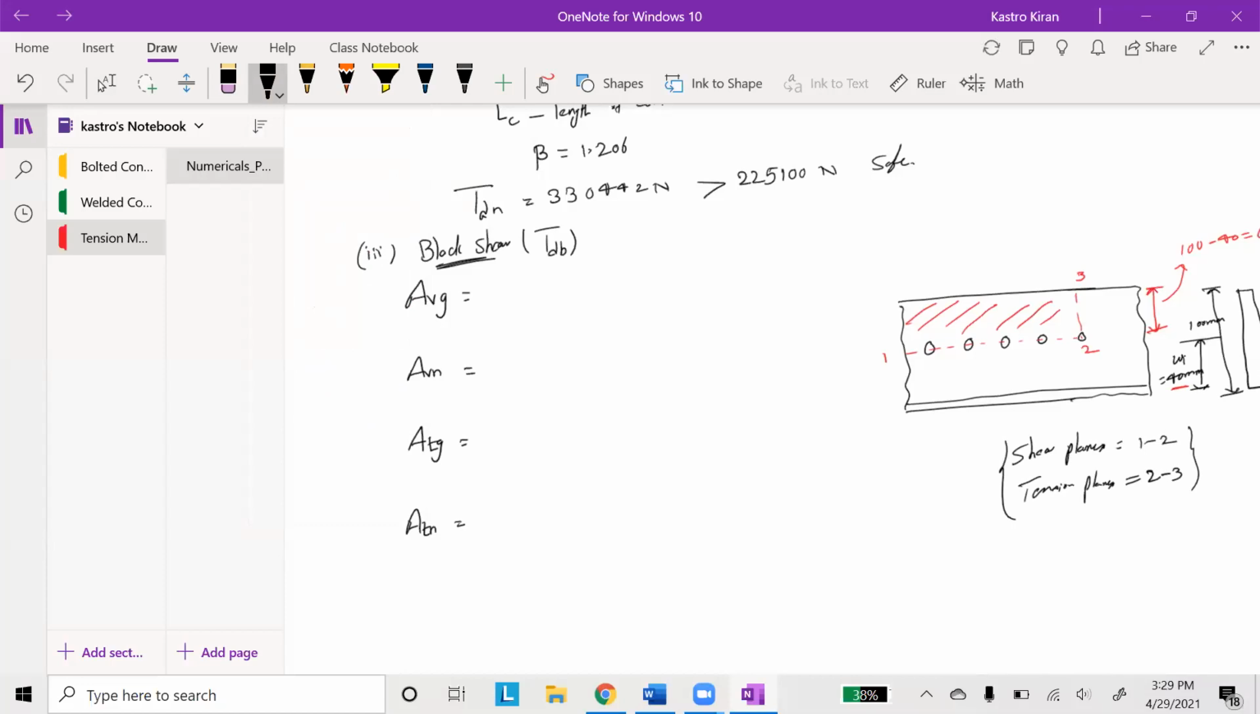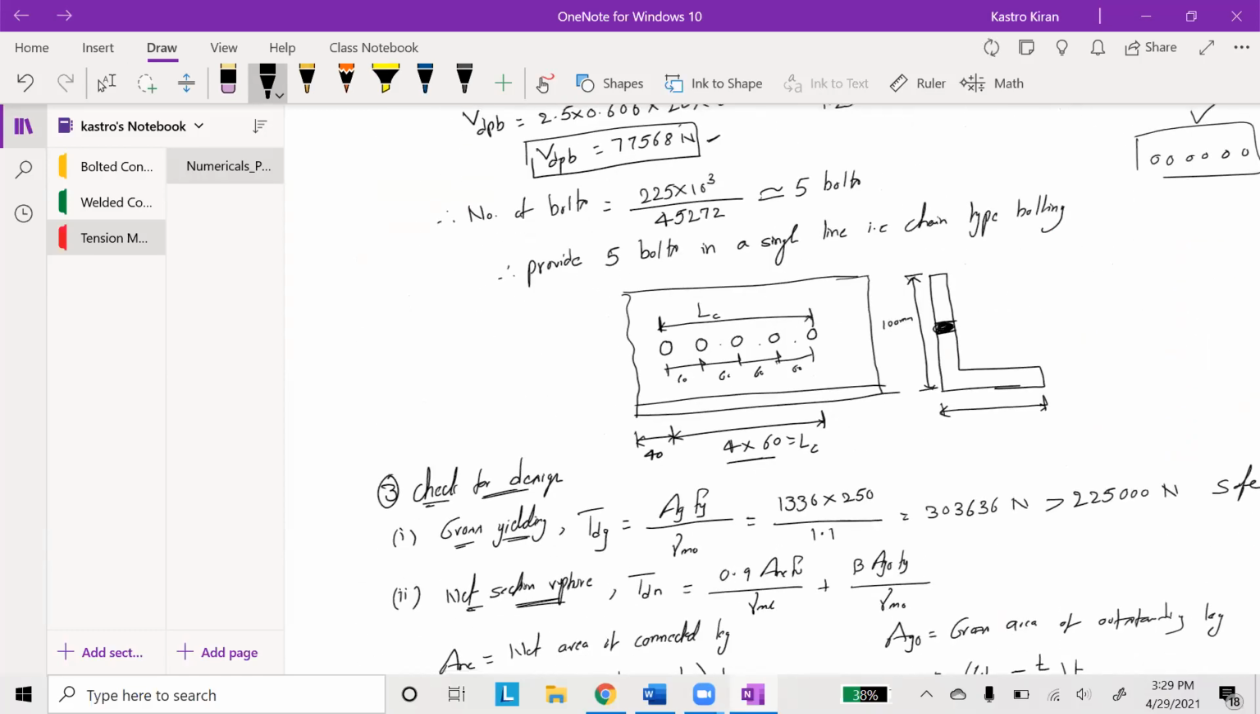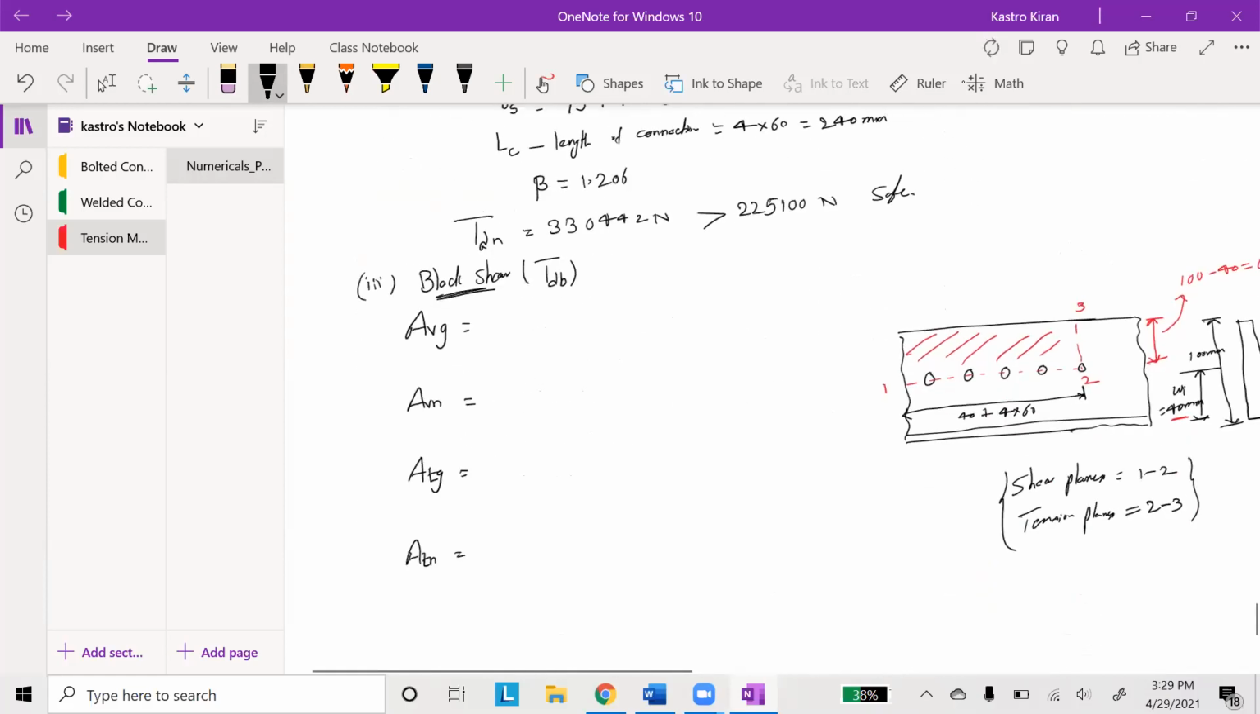Fine, let's find this out. AVG equals the gross area in shear. What is the gross area in shear? Length into thickness. This entire length is the portion which is getting failed, that is 40, the edge distance, plus 4 times 60. And this entire plane is getting failed. So 40 plus 4 times 60 is the length, into the thickness of the angle section, which is 8, that is 2240 mm square.